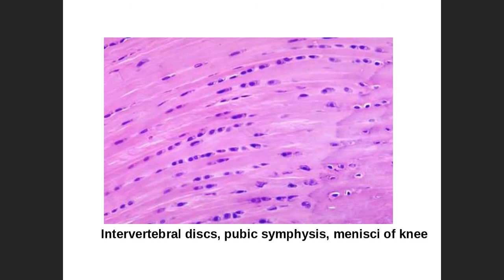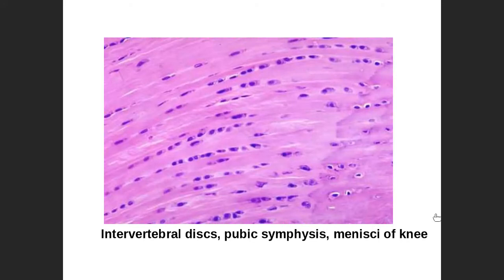So there's only 3 places in the body that you will find fibrocartilage. Your intervertebral discs, that's in your spine. They sit in between the vertebrae there. They act as shock absorbers, and they give you a little bit of height. The pubic symphysis, that's where your 2 hip bones meet right in the front, about 2 inches below your umbilicus. And then the menisci of the knee, and those are these disc-like structures that sit in your knee, and again, they act as shock absorbers.